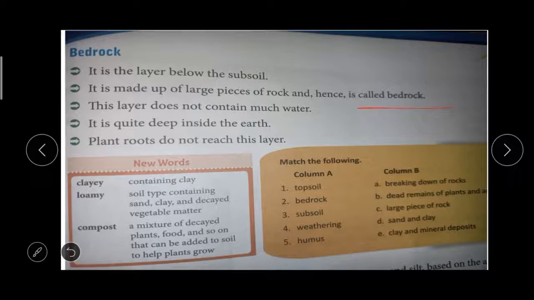This layer does not contain too much water, and below this layer there will be water. It is quite deep inside the earth. So the plant root does not reach this layer because it is 200 or 300 feet below the ground. Do you understand up to this much? So what are the layers of the soil? Topsoil, subsoil and bedrock.